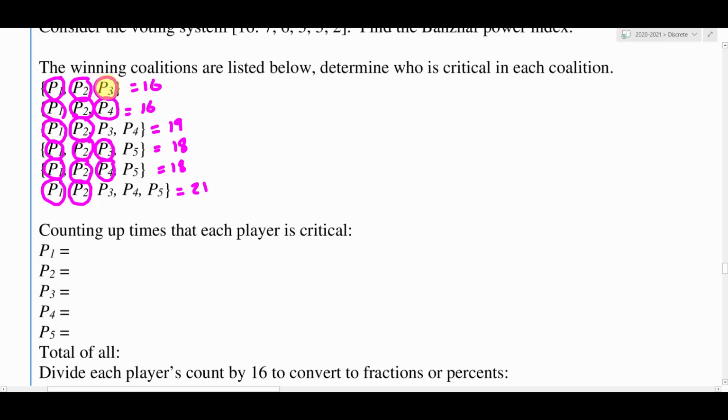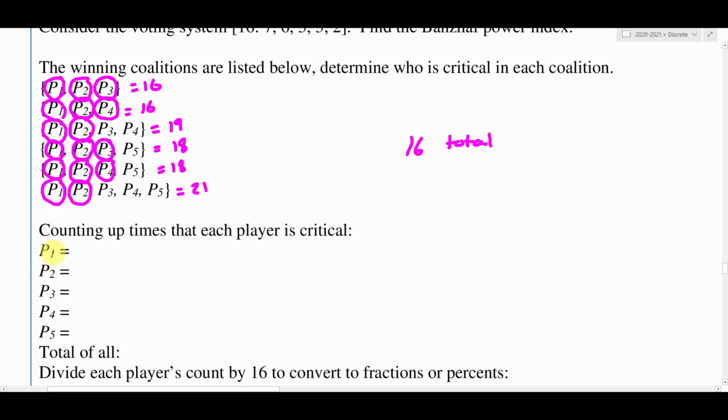Okay. So now we see all of the critical players in every single winning coalition. And what I want to do is count that up. So I have 1, 2, 3, 4, 5, 6, 7, 8, 9, 10, 11, 12, 13, 14, 15, 16. So the number of times that any player is critical is 16 total. I'm just going to keep that number off to the side for now.